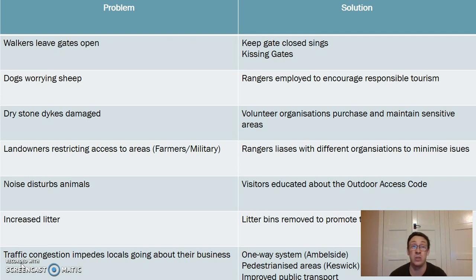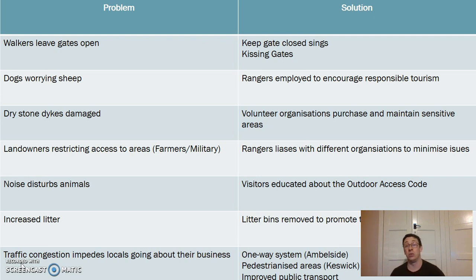Dogs or other pets worrying sheep. You get the National Park Rangers who are there to encourage people to be responsible and keep their dogs on leads. Again, you can have fines as well that would be there to discourage people from these kinds of practices. The dry stone dikes being damaged that we talked about earlier, you get volunteer-led organisations that purchase areas that are sensitive and they maintain them.